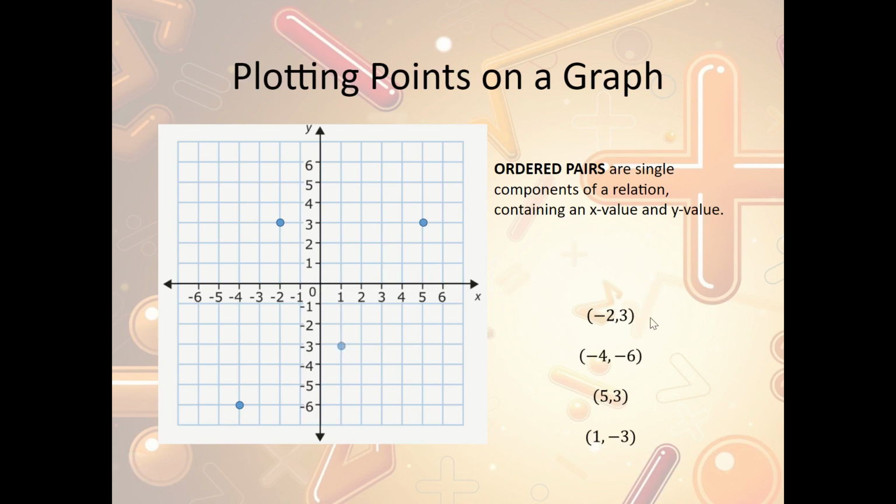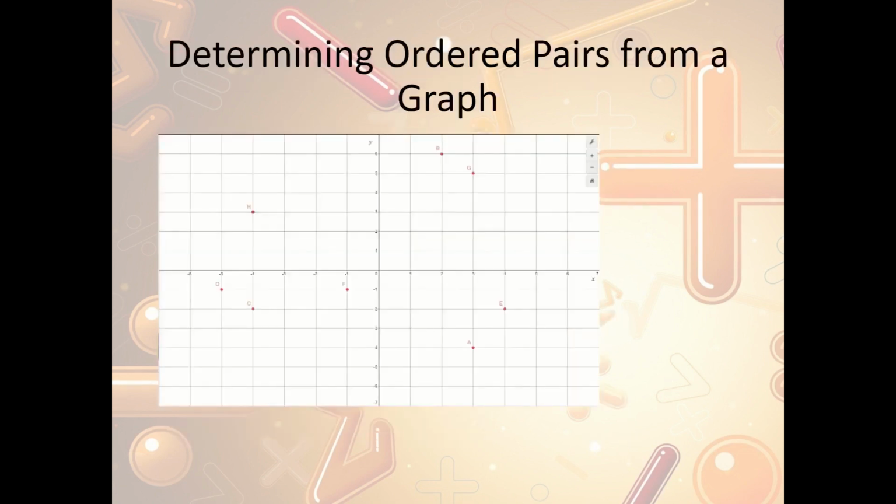And I plot that point. And now I have plotted all 4 of these ordered pairs. Now part of this is being able to plot the points, but the other part of it is being able to recognize the points once they're already graphed. So in this case, I'm given some points and asked to find where those ordered pairs are.